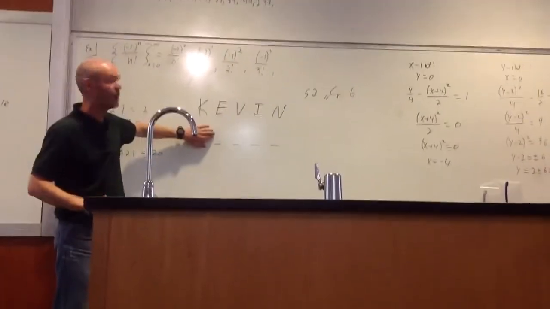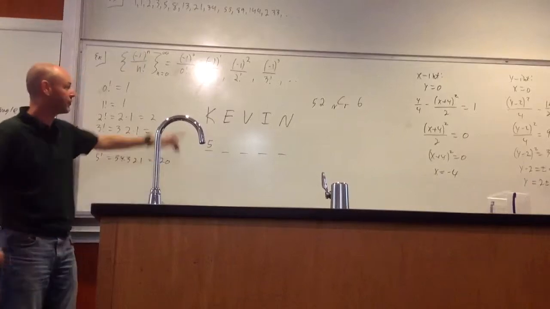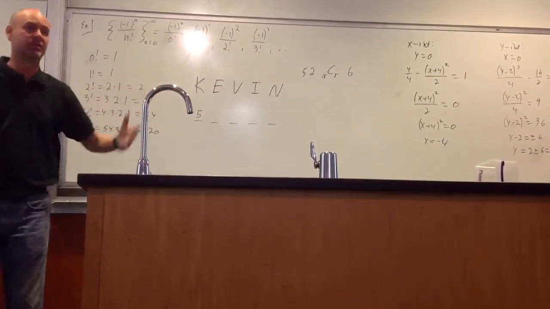Now that I've chosen one, how many letters am I able to choose from now? 4 times 3. So there's 120 different ways to rearrange the name Kevin. Okay, so there's one quick example.